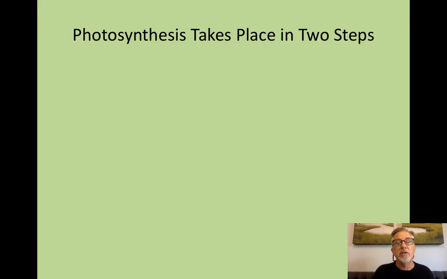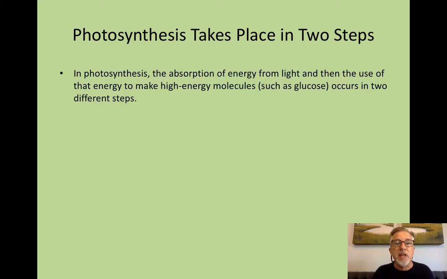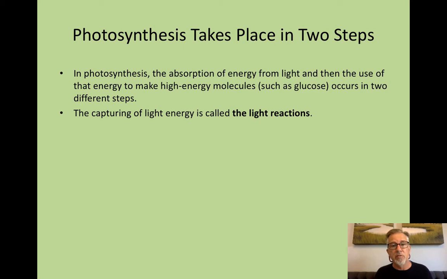Now, the first thing to understand is that photosynthesis actually takes place in two distinct steps, both of which happen inside the chloroplast. The first step is the absorption of light energy. And then that step produces molecules that are then used to produce high energy organic molecules such as glucose from carbon dioxide. The capturing of the light energy is often referred to as the light reactions.